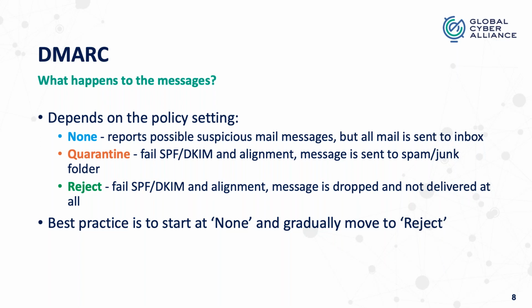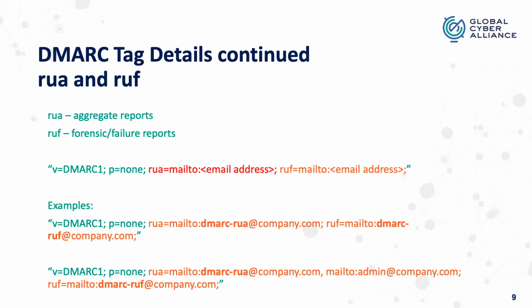So the best practice is to start off at none and gradually move to reject. But again, reviewing those reports. The reports are very important, and that's where you have to make sure you have one of these two tags or both of these tags in order to enable reporting. Right, so I mentioned that RUA and RUF, they're technically optional tags, right? You don't have to put them in there. But again, if you're at P equals none and you don't put anything else in there, you're not doing anything to benefit yourself or your organization because you don't know now. There's no way for you to determine whether you're ready to go to quarantine or reject. It's the reports that are going to assist you with that and doing the analysis of the reports, right?